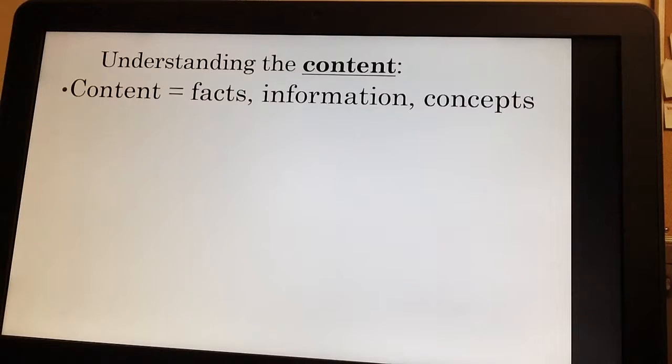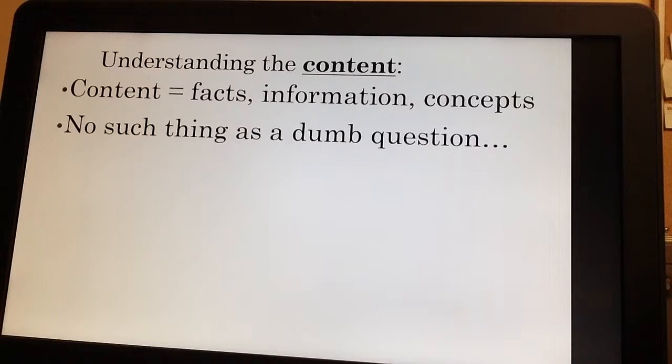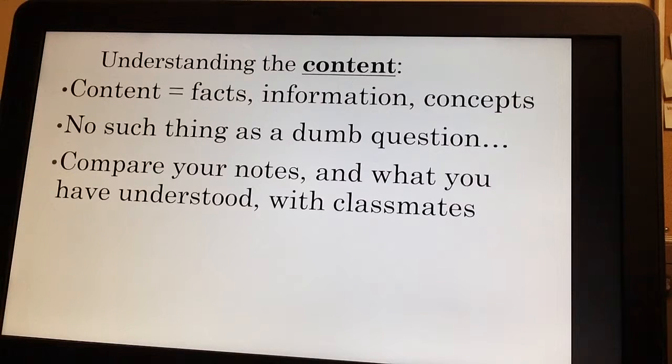First of all, content, by that I mean facts, information, concepts, that aspect of what you've been learning in your classes. Remember my famous quote, there is no such thing as a dumb question. Only people who are too dumb to ask the question they really want to know the answer to. So ask those questions. Don't be shy to lift up your hand.